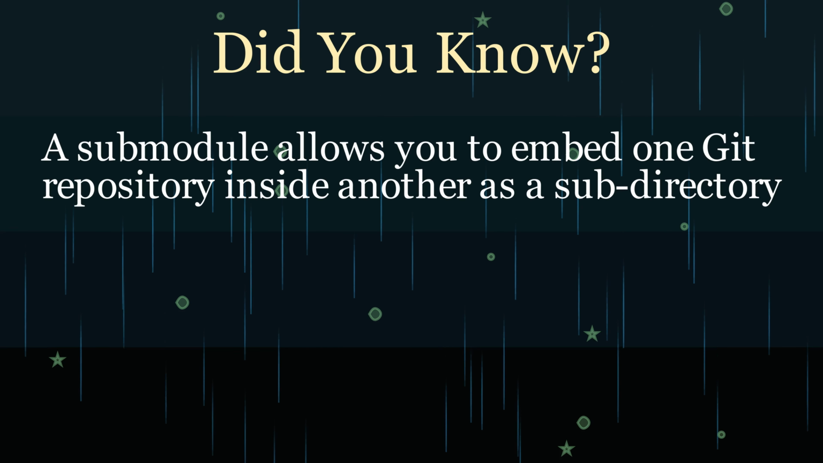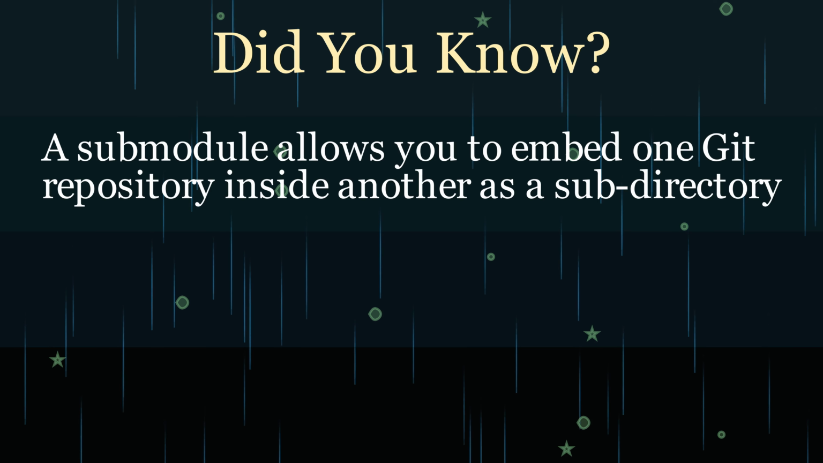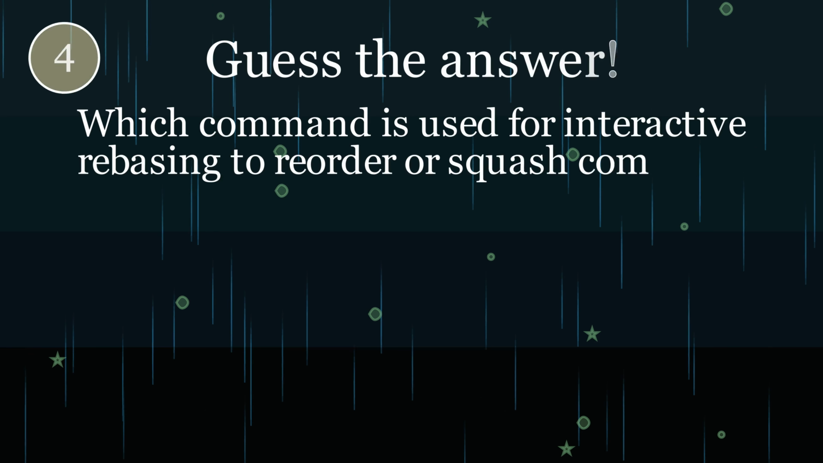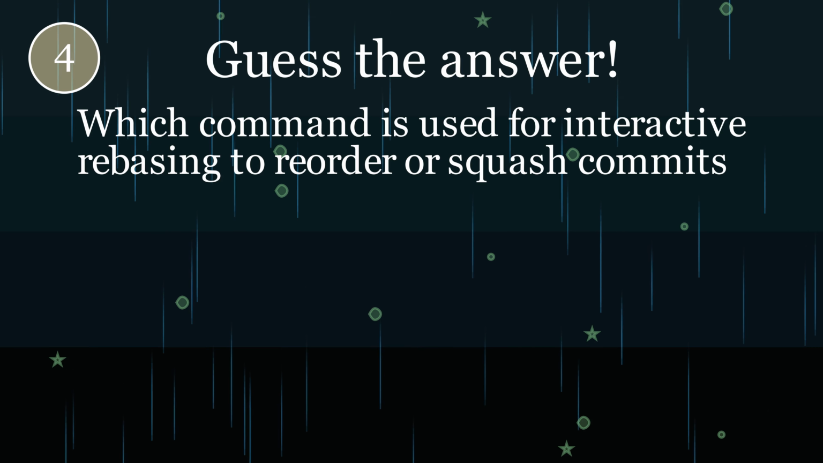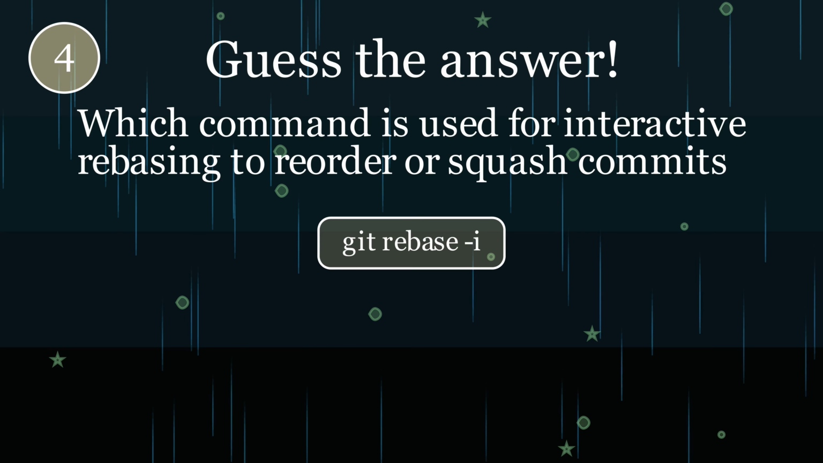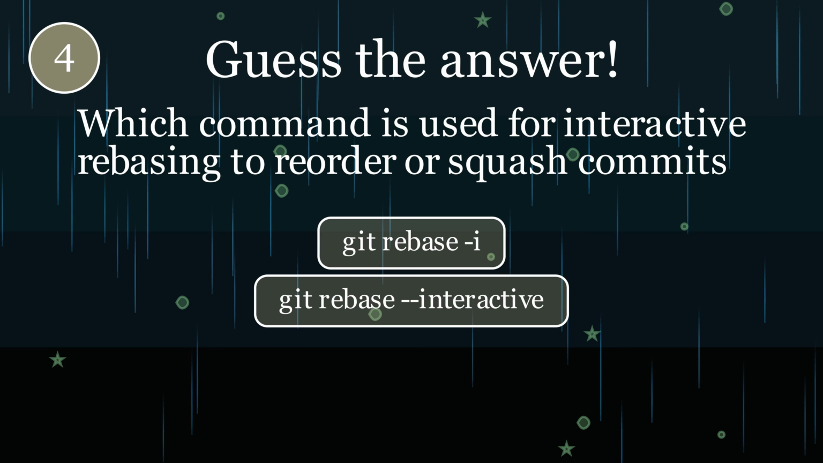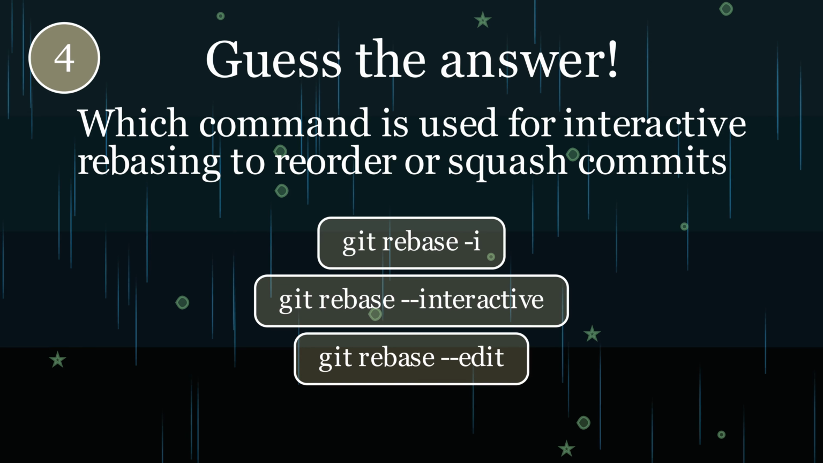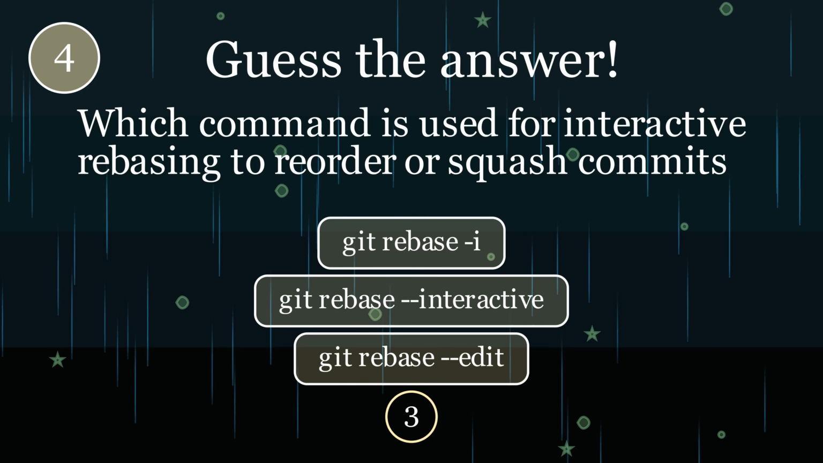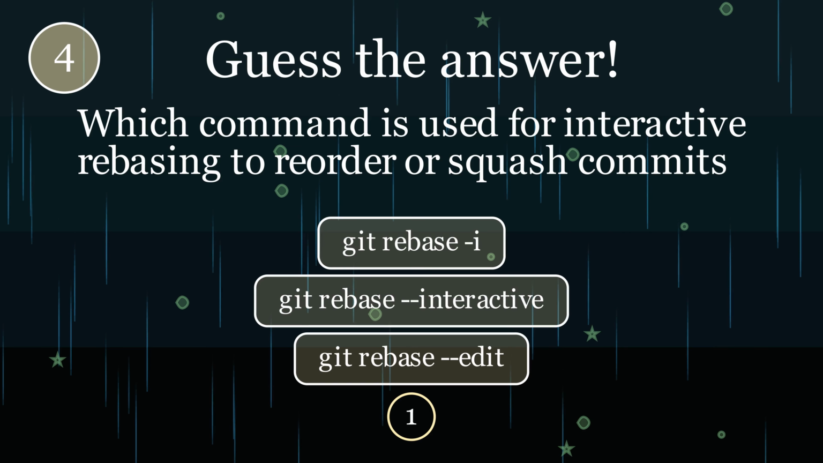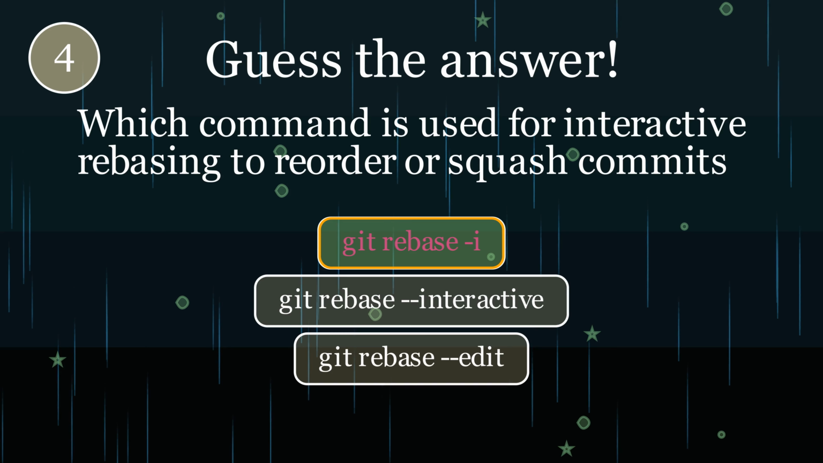Here's something cool. A submodule allows you to embed one Git repository inside another as a subdirectory. Which command is used for interactive rebasing to reorder or squash commits? Git rebase I, Git rebase interactive, Git rebase edit. The correct answer is Git rebase I.